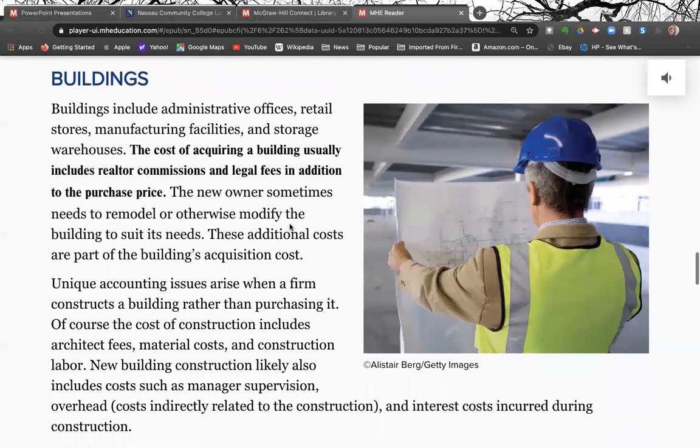What about a building? Buildings could be an office, a store, a factory, a warehouse, an airplane hangar.